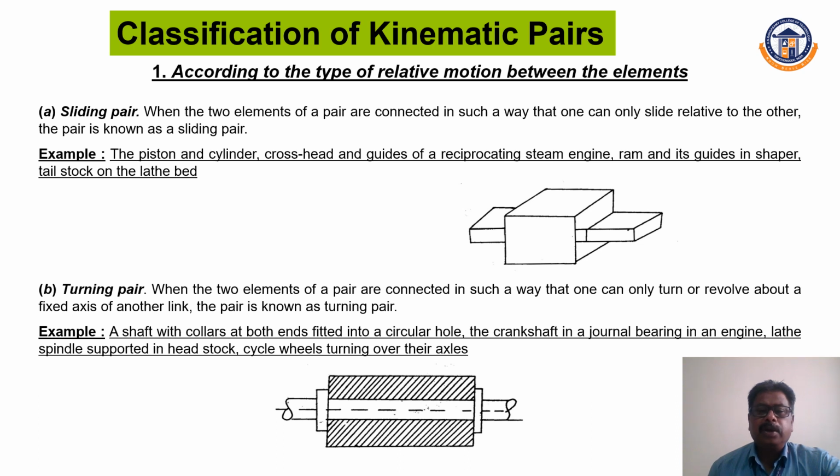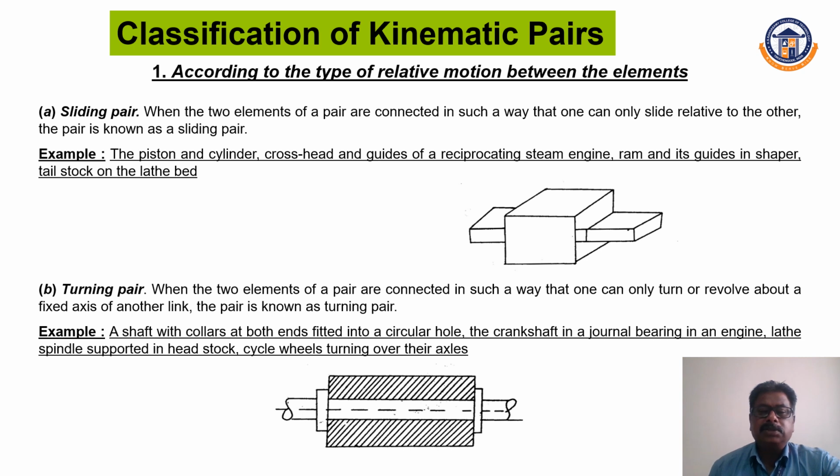Next, coming to classification of kinematic pairs. According to the type of relative motion between the elements, it is classified as sliding pair when the two elements of a pair are connected in such a way that one can only slide relative to the other. The pair is known as sliding pair.